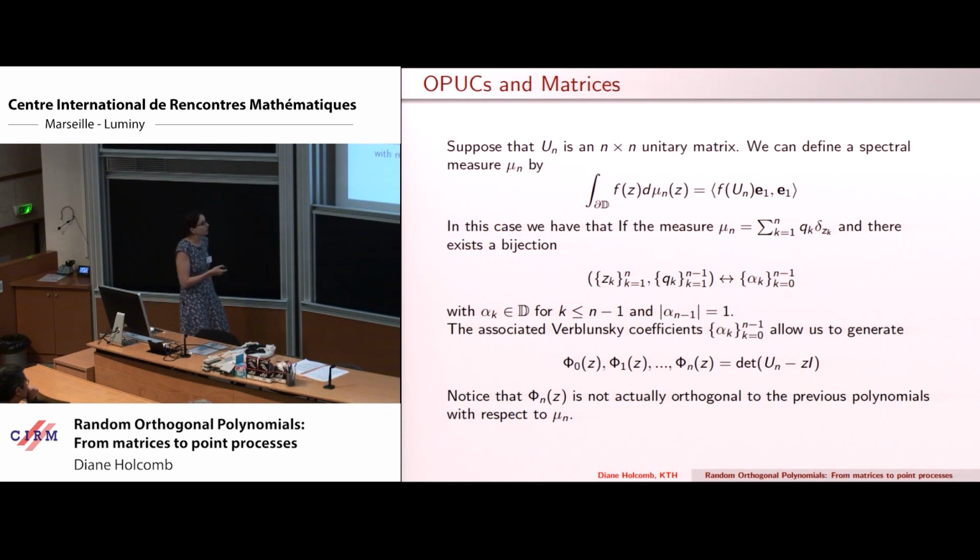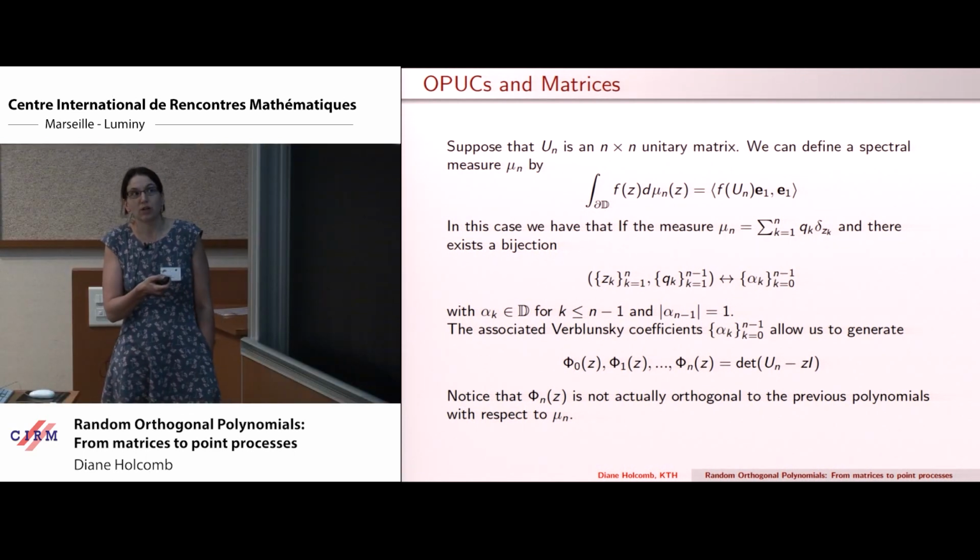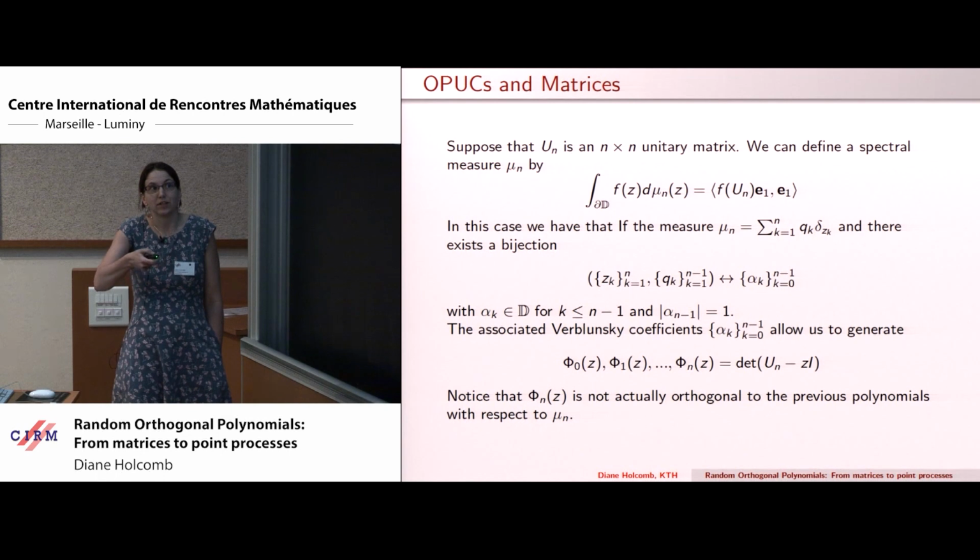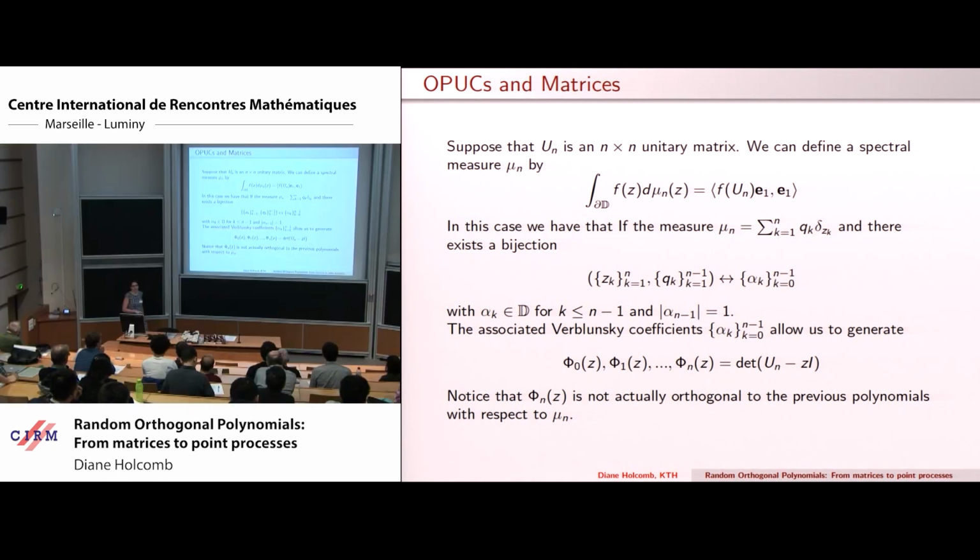And as I mentioned, we take these Verblunsky coefficients and we generate phi_0, phi_1, and it turns out we have one extra one when we have this alpha_{n-1}. And so we have phi_n. Okay, so this is not actually orthogonal to the things that came before it, but the reason we like to talk about it is that it is actually the characteristic polynomial of the matrix. So if, for example, you wanted to be talking about characteristic polynomials of random matrices, this might be one way that you can get at it, through looking at this Verblunsky recurrence.